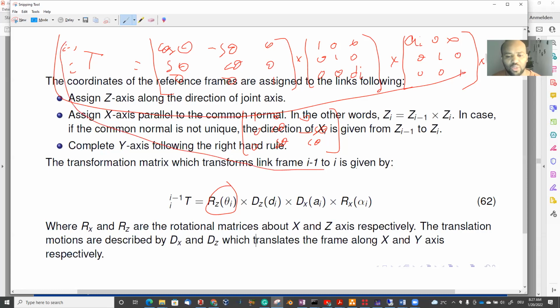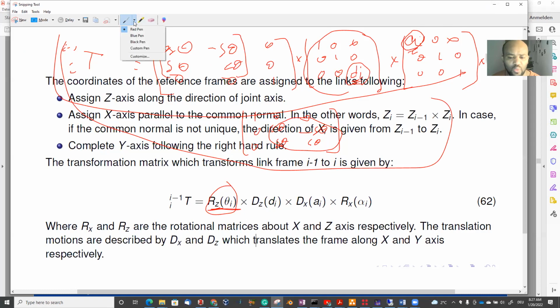This is actually what you have to do to get the matrix which is given at the letter. So rotation about Z is only rotate about Z axis. So we have a rotation about Z axis, we have translation about Z axis, we have translation about X axis, and a rotation about X axis. That's actually how we write it.